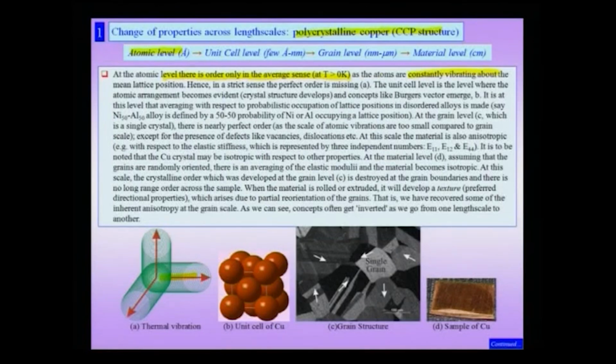Atoms are constantly vibrating about the mean lattice position, and of course we have not yet come to the lattice scale, but they are vibrating about some kind of a mean position. Hence, in a stricter sense perfect order is missing.